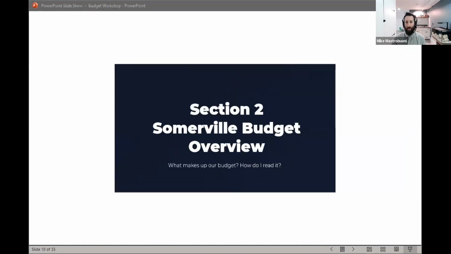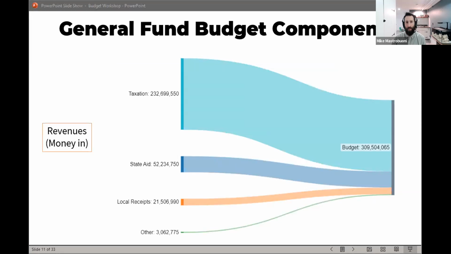So moving on, let's get into Somerville's budget. What makes it up? How do I read it? Let's get into some of the components. This is a picture of the revenue coming into the city for the current fiscal year that we're in, which is fiscal year 2023. You'll notice that the majority of our revenue comes from taxation. Again, that includes property taxes, meals taxes, vehicle excise tax, things like that. So that makes up 232, almost 233 million out of our $309 million of revenue.